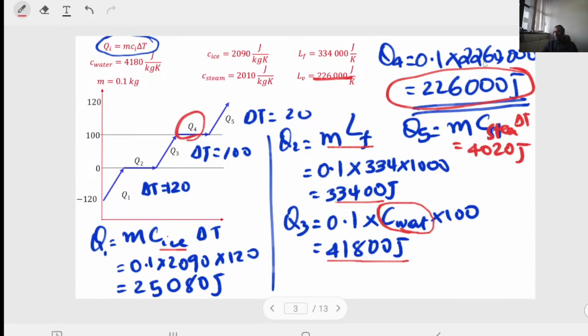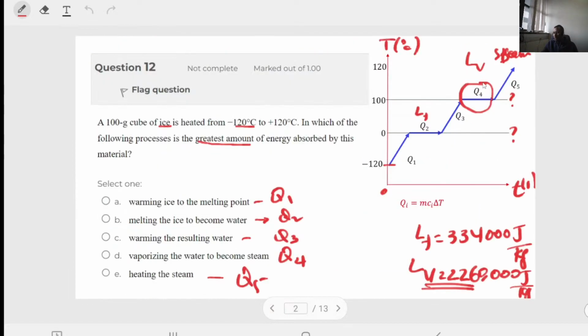Q4 is mass times latent heat of vaporization. This is the biggest we get inside. And then Q5 is you heating up steam. Remember, the only thing you don't have is delta T. For Q1 it is 120. For Q2, there is no delta T, obviously. For Q3 it is 100. For Q5 it is 20 degrees, or 20 Kelvin or 20 degrees centigrade, because the difference doesn't matter though. If you put together, therefore, we get to the point that the highest heat is actually Q4. Therefore, your answer must be D.